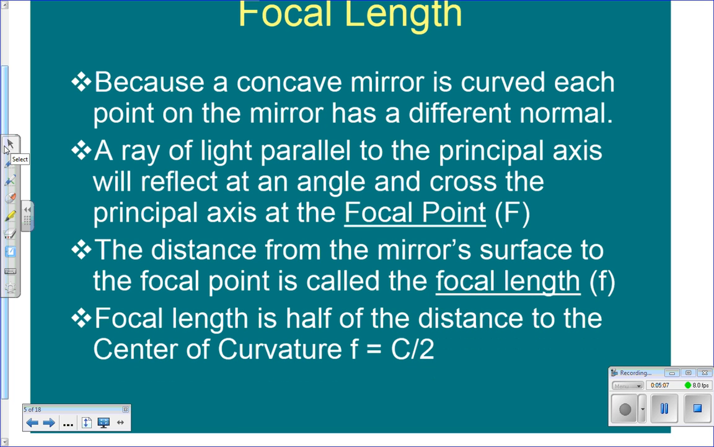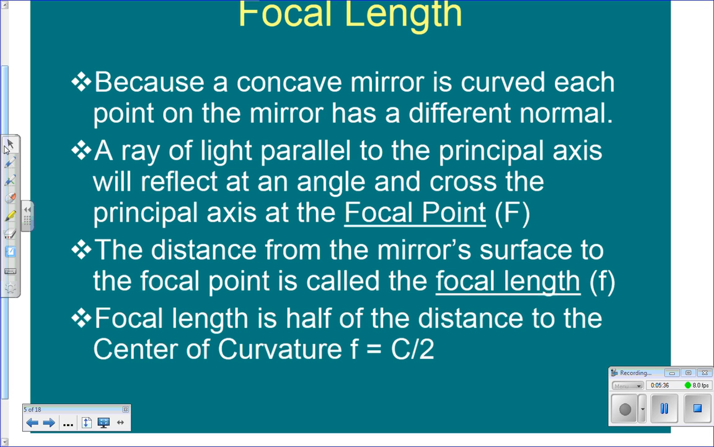Because a concave mirror is curved, each point on the mirror has a different normal. So when light rays strike different points on the mirror, they will still follow the law of reflection, but because each point has a different normal, they will reflect at different angles. And so rays of light parallel to the principal axis will reflect at an angle and cross the principal axis through what's called the focal point.